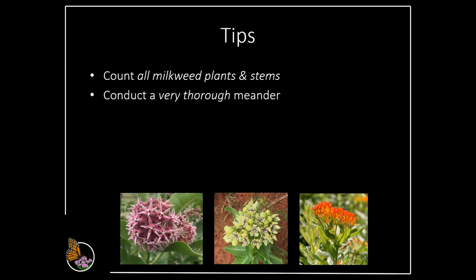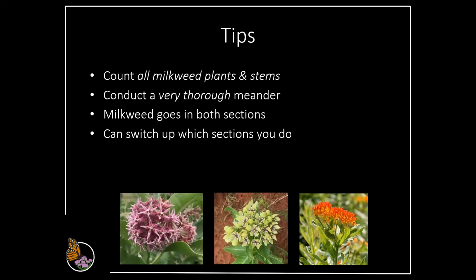Also make sure to conduct a very thorough meander. This generates the most comprehensive species list possible. Don't forget to list the milkweed species in both the blooming plant section and the milkweed section. Since both sections are optional, you can mix and match. For example, you may complete the blooming plant section several times throughout the year to better assess when nectar resources are available. However, you could just collect milkweed count data 1 time mid-season to get a stem density.